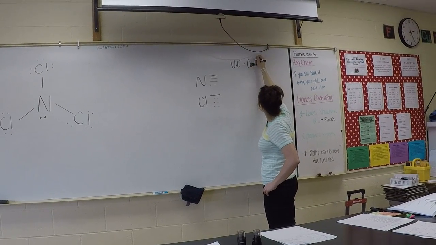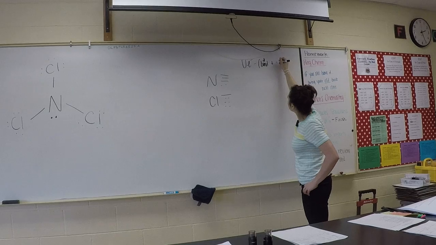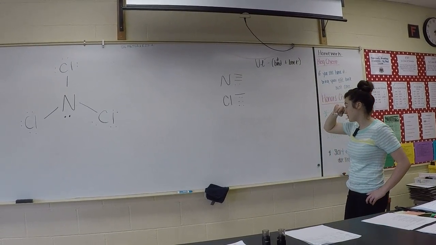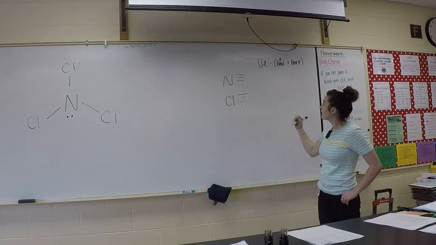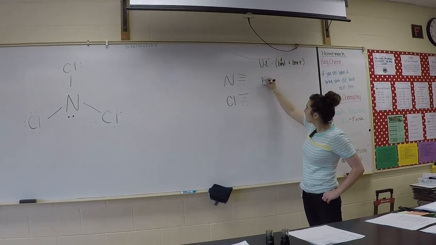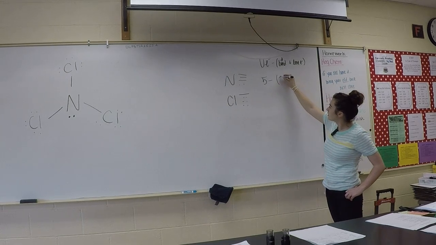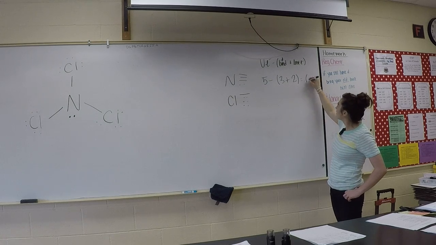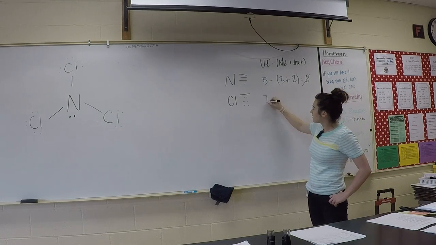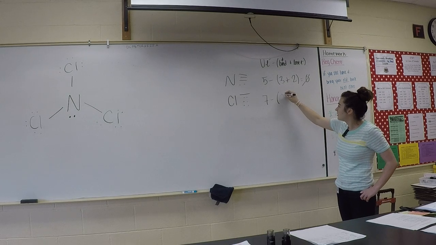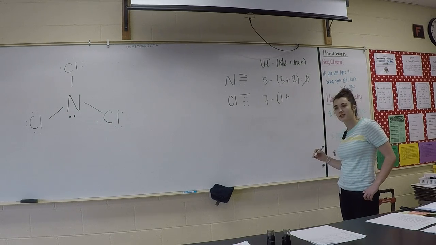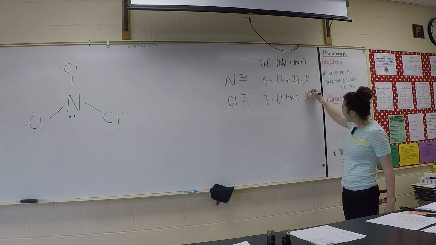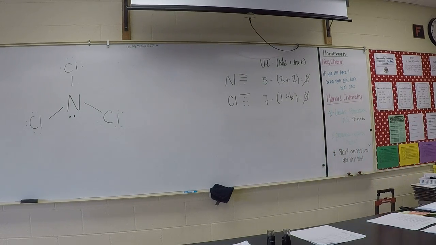Formula. How many valence electrons does nitrogen have? 5. Minus how many bonds? How many loners? 2. Equals? Sweet. Chlorine should have 7 minus how many pairs? How many lones? For a total of 7. Got you again. It happened again.